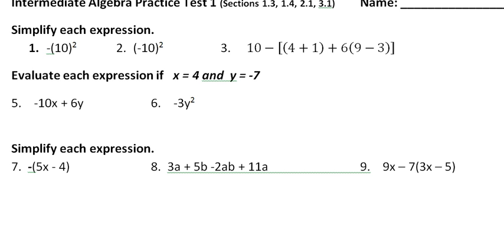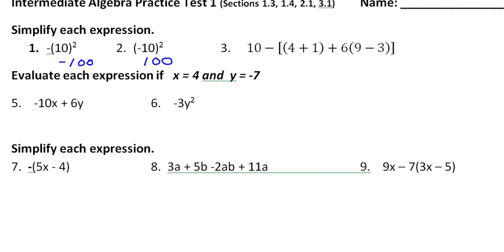In number 1 and number 2, in number 1, the negative's on the outside, so you square the 10 and make it negative, so the answer is negative 100. On number 2, the negative's inside the parentheses, so negative 10 is squared. Negative times the negative is positive, so that one becomes positive 100.